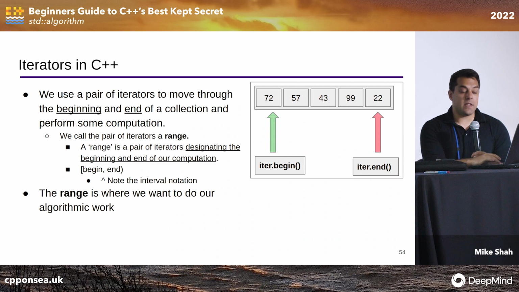And this pair of iterators we call a range. So the range from our beginning to our end, that's designating where some computation is going to be performed. Again, that's sort of interesting to just think about. Where are we going to be computing some results here? And so usually you'll see on cppreference.com the interval notation indicating for our iterators inclusive of the begin and the end mark here.